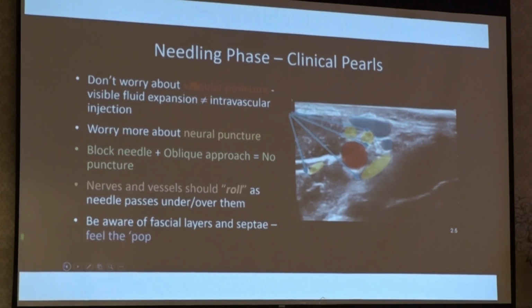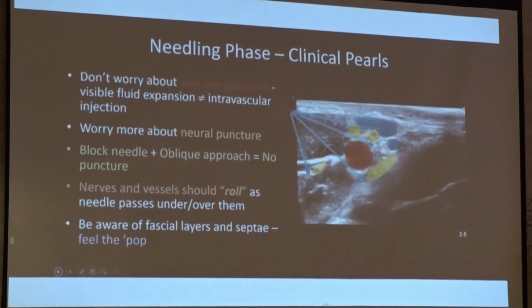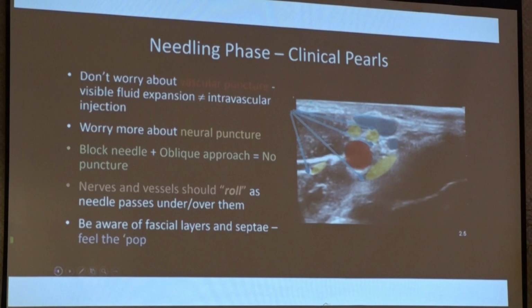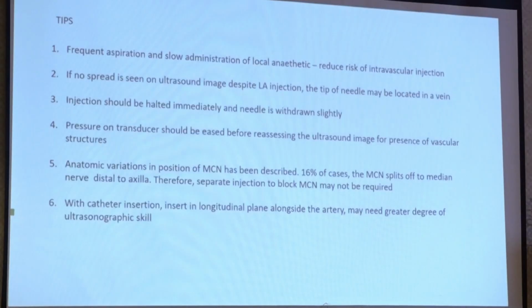Don't worry about vascular puncture if you plan for perivascular or perineural, because if you see visible spread and expansion, you are unlikely to be intravascular. You are more worried about neural puncture. In order to minimize direct nerve injury, the block needle should come in an oblique or tangential approach to the nerves or artery. Nerve and vessel should roll as the needle passes under or over them. Beware of axillary sheath septa, and you can feel the pop when you pierce the sheath.